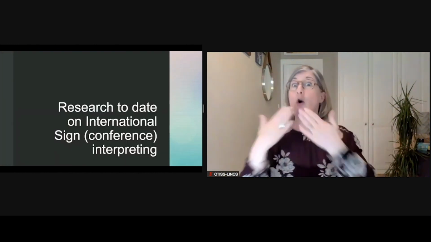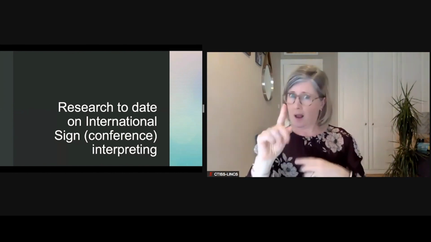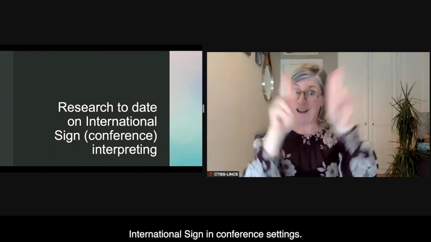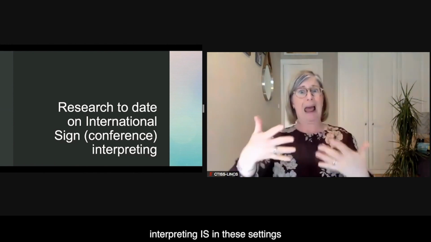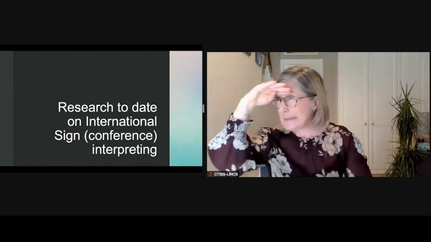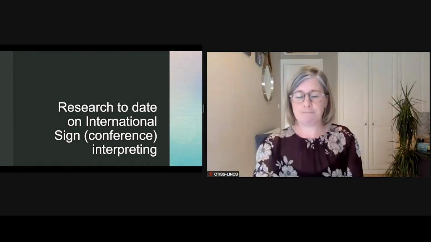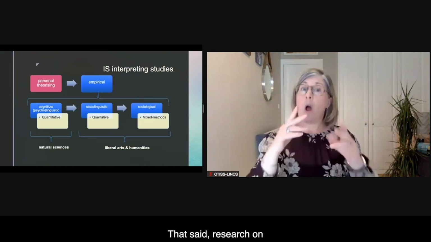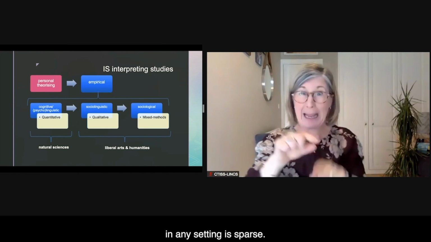So, what research has been conducted to date on international sign interpreting at a conference level? Here, we focus on international sign in conference settings. Overall, research on interpreting IS in these settings is minimal. There is very little done to date. That said, research on international sign interpreting in any setting is sparse.